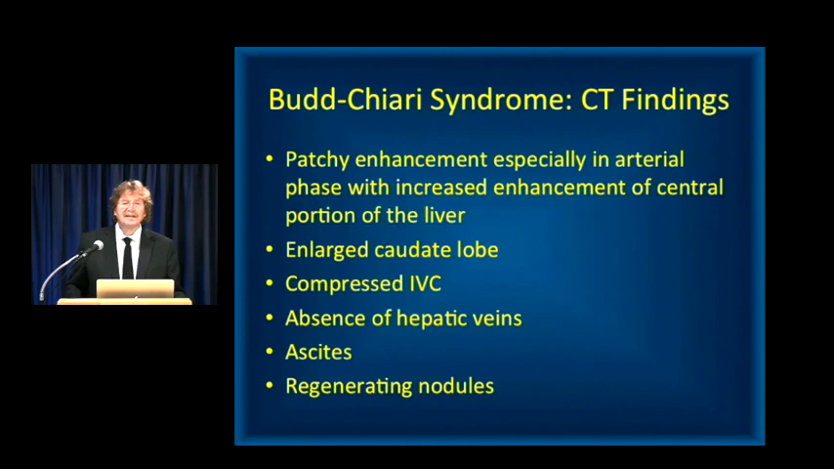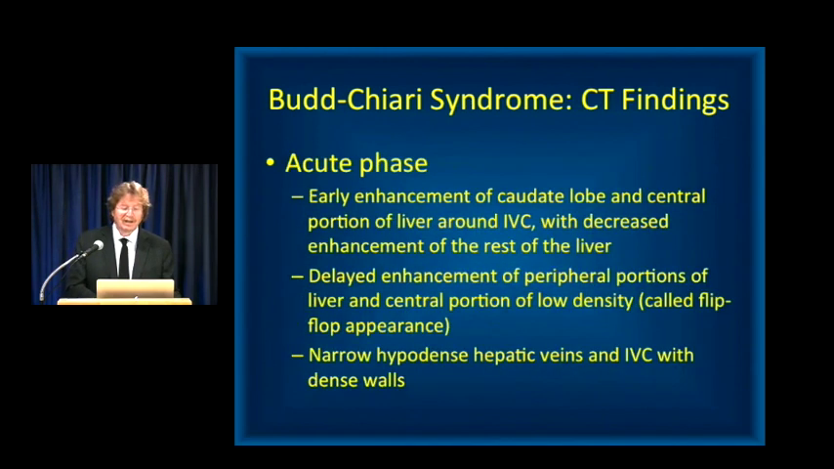When you look at the CT findings, the findings will vary depending on the phase of acquisition. In the arterial phase, you see a patchy enhancement with increased enhancement of the central portion of the liver. It's a very geographic type enhancement. You may see a large caudate lobe, you may see a very small or compressed IVC, absence of hepatic veins, ascites, and possibly the presence of regenerating nodules.